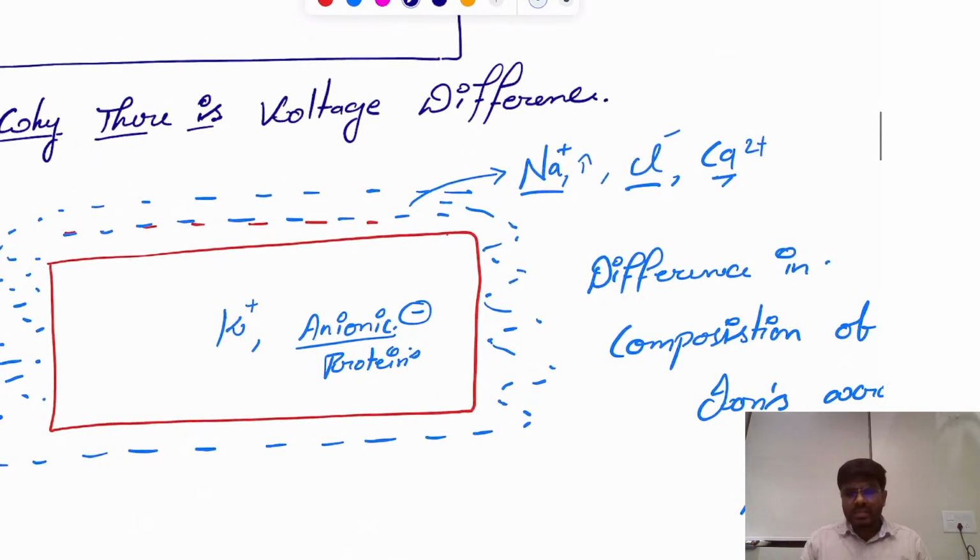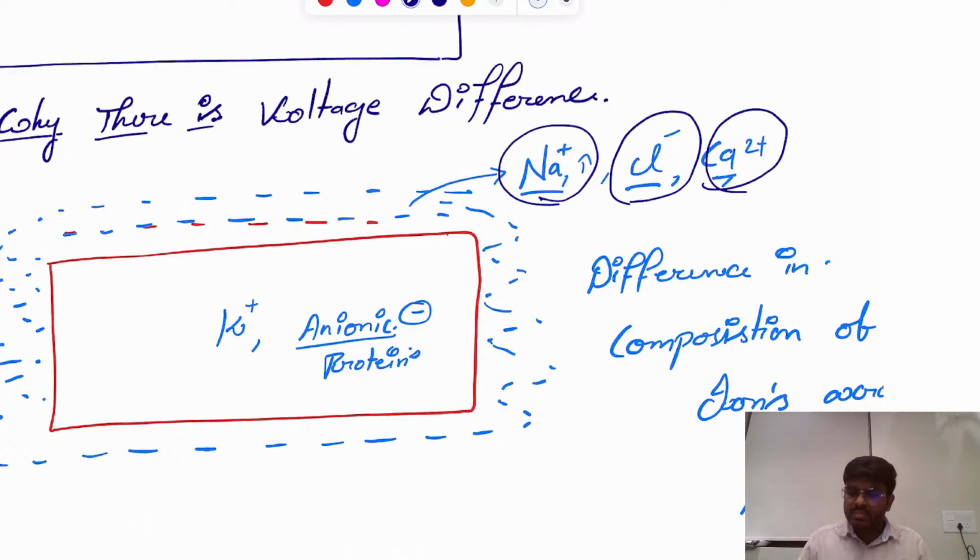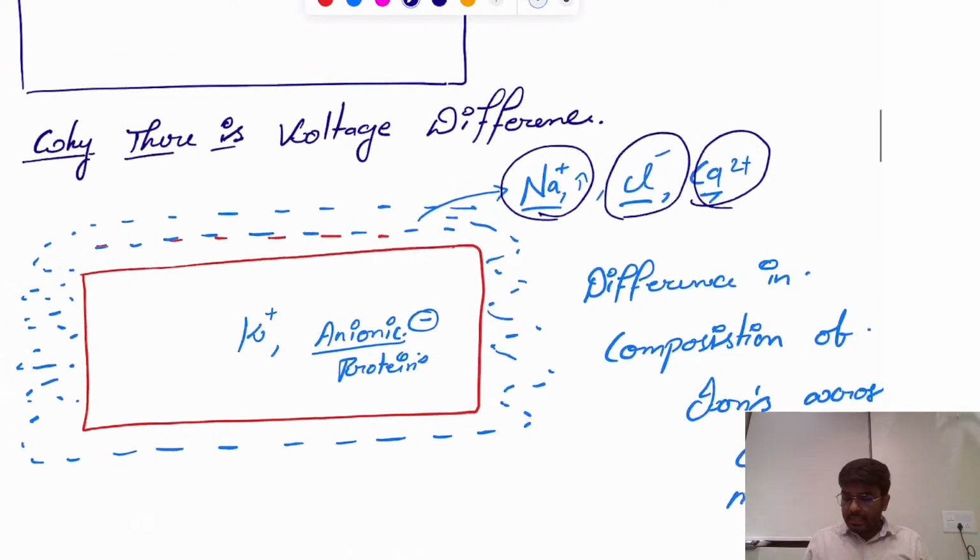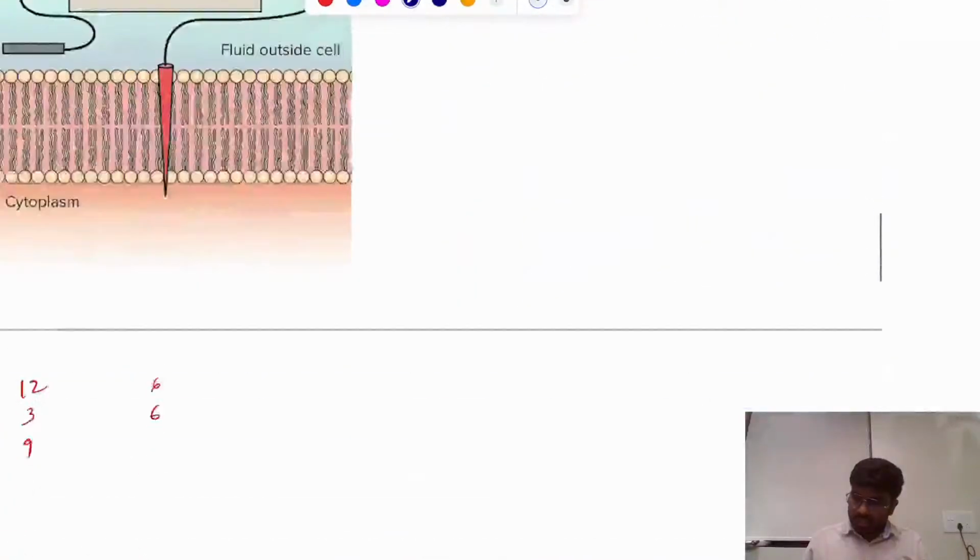Now look here, sir. You are saying sodium concentration is more outside the cell. Chloride concentration is more outside the cell. Calcium concentration is more outside the cell. But why are they not coming into the cell, maintaining an equilibrium? Why is it not getting maintained? Because let me tell you, there is something called Donnan's effect.